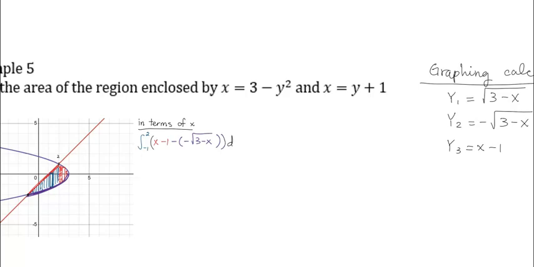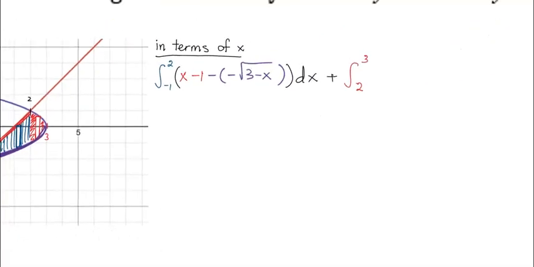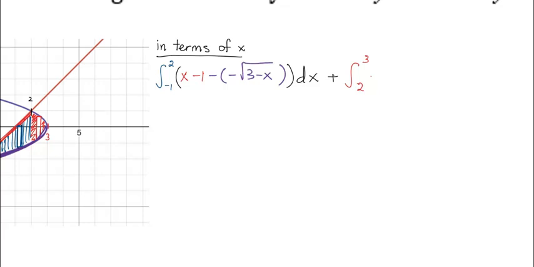with respect to x. To that, we would need to add an integral for the red region that runs from 2 to, it looks like, the x value of 3. And in that region, the positive square root of 3 minus x is on top. And from that, we would subtract the negative square root of 3 minus x, which is the function that is on the bottom.